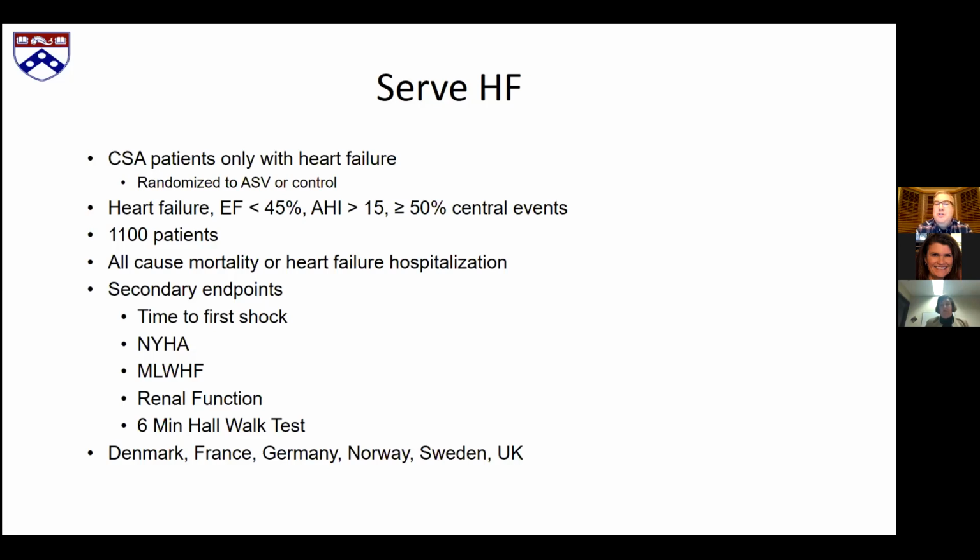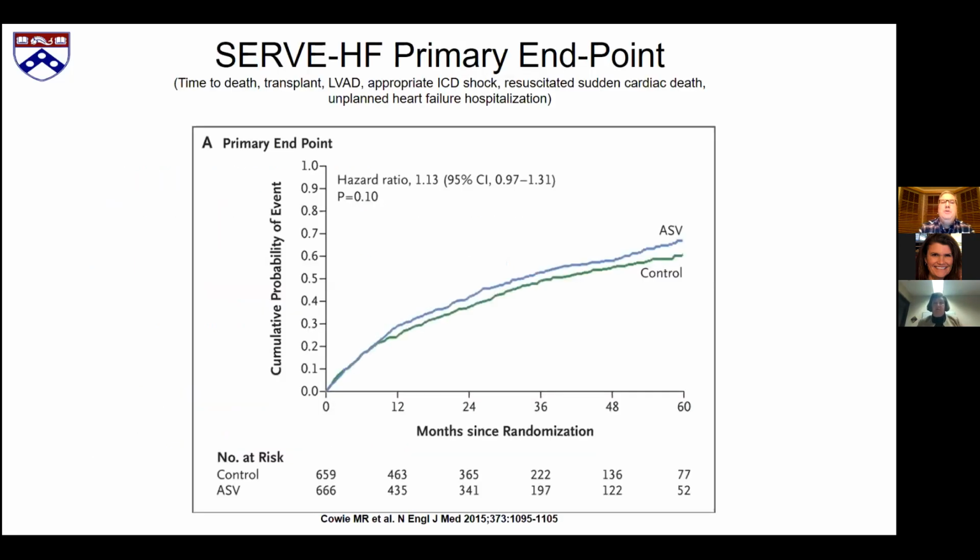This trial was done exclusively in Europe, and there was a lot of excitement and enthusiasm about it. Unfortunately, it didn't turn out the way we hoped. So what we found in SERVE-HF is that actually there was a worsening of outcomes for patients who were randomized to the Adapto-Servo Ventilator group as compared to control. And this was time to death, LVAD placement, appropriate ICD shock, resuscitated sudden cardiac death, or unplanned heart failure hospitalization.